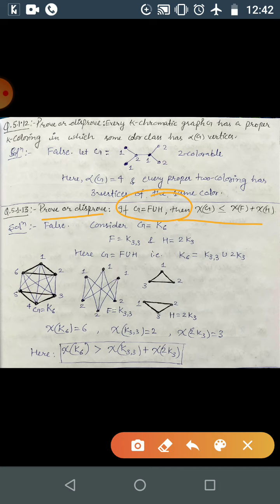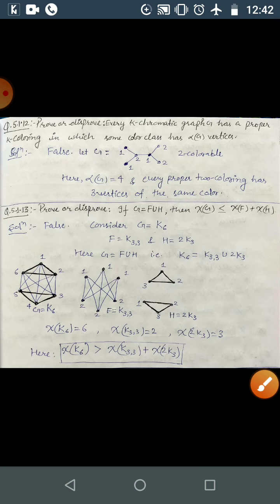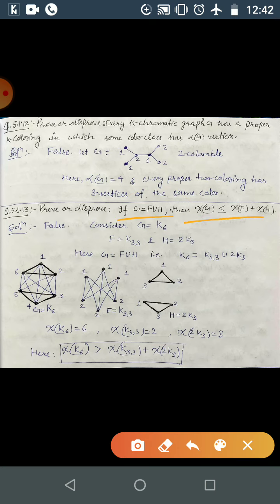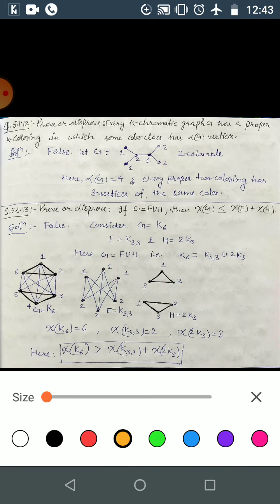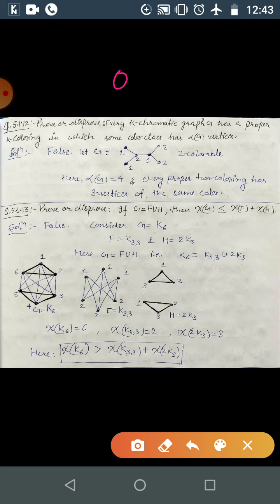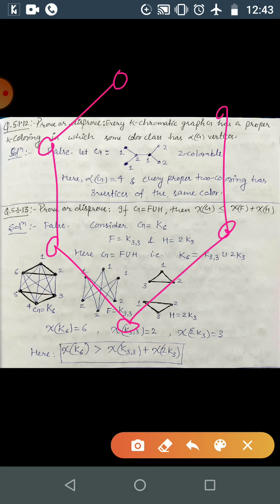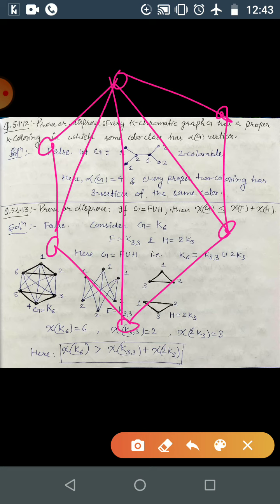So the statement is false, and you can consider the graph K6. In the case of K6, what do you have? 6 vertices, and here every 2 vertices are adjacent.